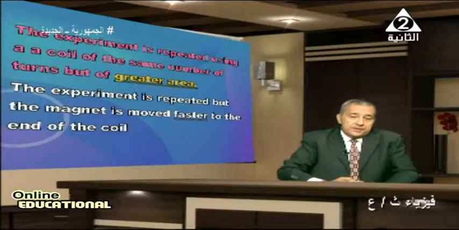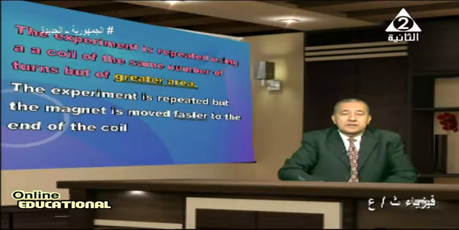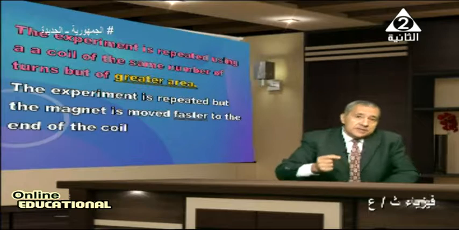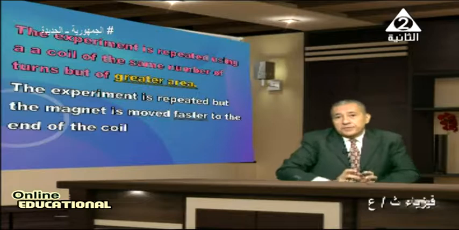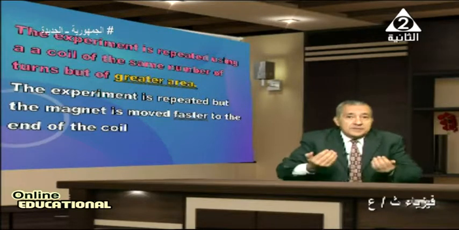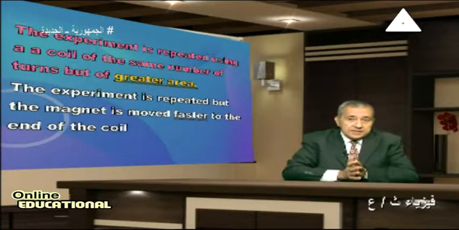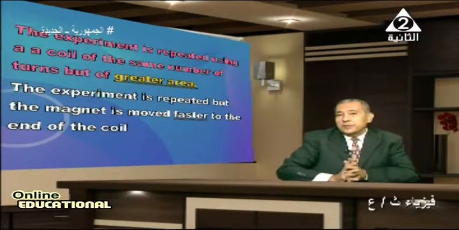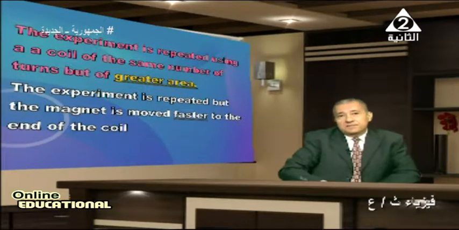We repeated the experiment with a stronger magnet. A stronger magnet will produce a stronger field. We repeated it placing a soft iron core inside the coil. This will concentrate the field inside the coil. We repeated it with a coil of greater area to receive more and more flux lines. In all these experiments, the deflection is increased, EMF is increased. So we can say EMF is directly proportional to the change of the magnetic field.